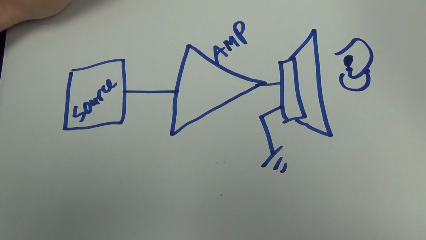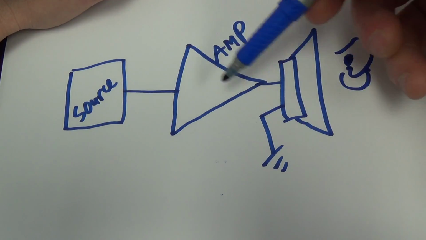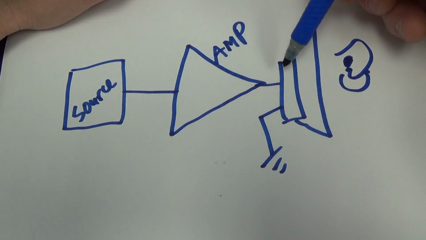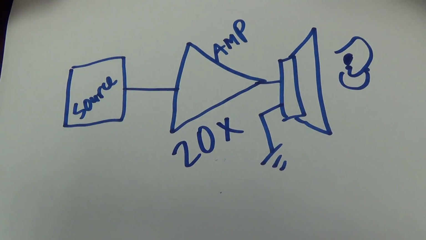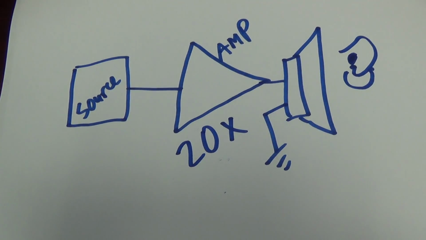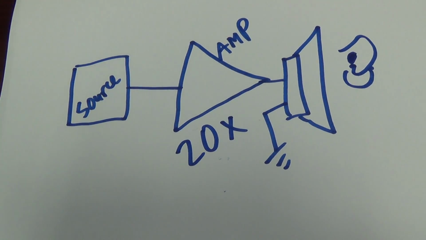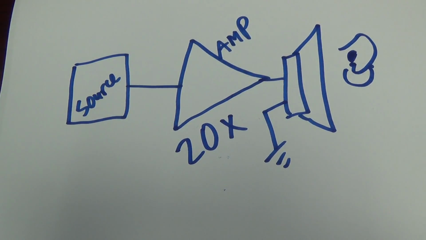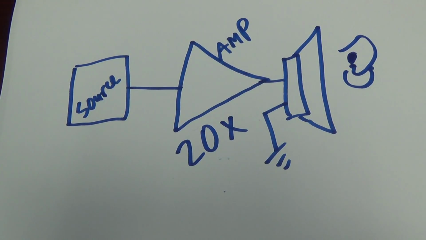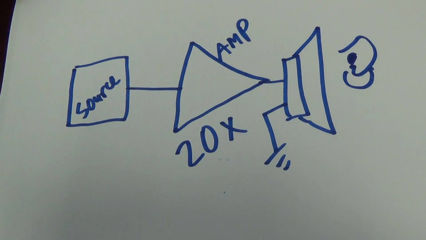The amplifier we're going to be using boosts that signal from the source to the speaker by about 20 times. So if you had, say, a 0.1 volt signal coming out of your source, that amplifier would boost it up by a factor of 20, so the 0.1 volts would turn into about 2 volts, and that's going to make the speaker a lot louder and the sound a lot better. So that's what we're looking at doing. That's sort of the big picture of it.